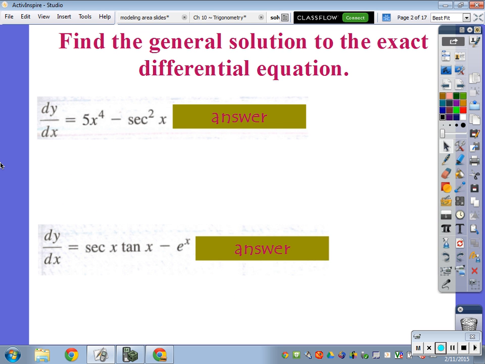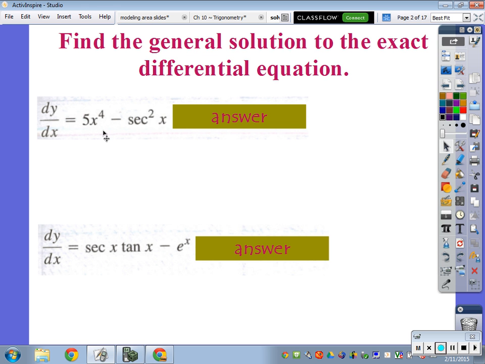In the directions it says find the general solution to the exact differential equation. So all you have to do is integrate your equation. Now if you integrate dy over dx, integrating a derivative, there are inverse operations, so you're just left with y. And then on the right hand side you can integrate the terms individually.